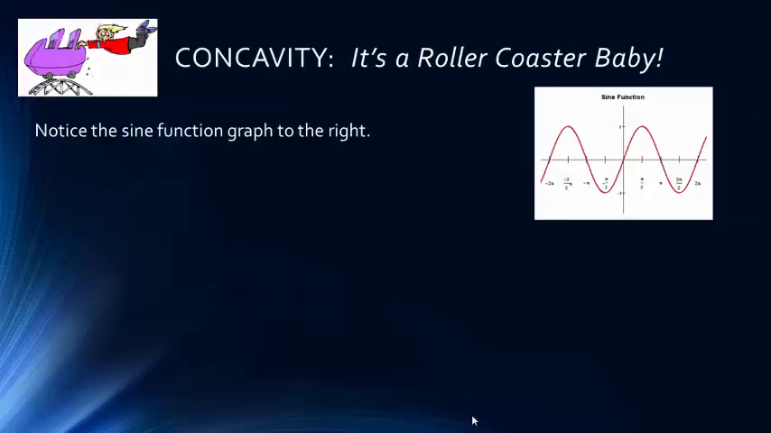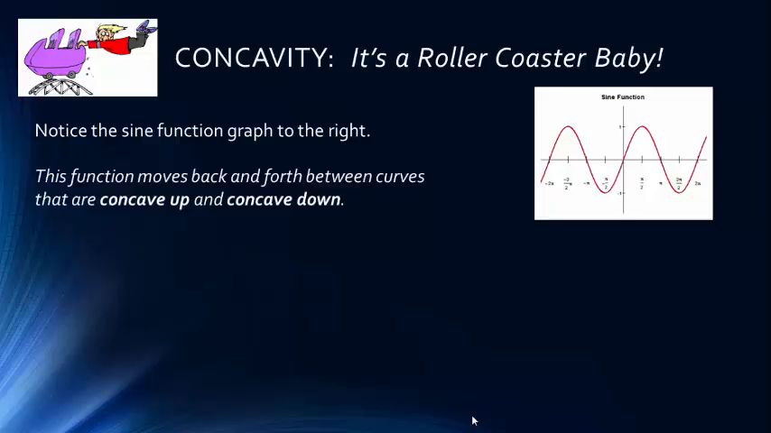So let's see what's happening here. Notice the sine function to the right. We're going to go to another idea here. This function moves back and forth between concave down and concave up. So it's moving back and forth between the concavities. Down, up, right? Concave down, the spoon is upside down. Concave up, the spoon is right side up. Concave down, the spoon is upside down, concave up, the spoon is right side up.